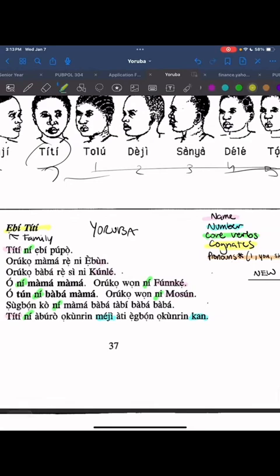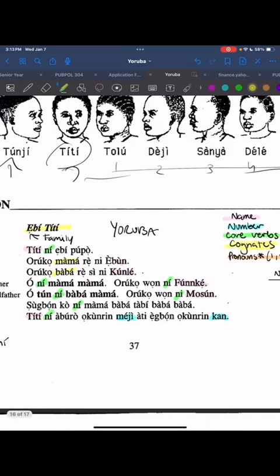Cognates are words that are similar across different languages. We use the word mama in English. It means mom, and it means the same thing in Yoruba. Baba, we might not use that word in English, but that's a common word across languages to mean father. So right now, I already know mama, baba. I already know what those words mean. I didn't need to look it up. So you have mama, mama, and baba, baba.